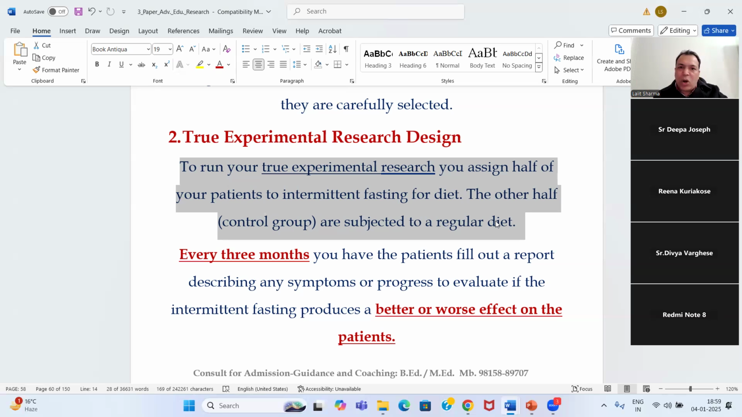Okay, one group is called the controlled group, right? One group of patients is kept on intermittent fasting, and the other half, called the controlled group, are subject to a regular diet. Okay, the other half are subject to a regular diet. These are called the controlled group, and the 50% of persons who are on intermittent fasting, these are called the experimental group. Okay, so don't get confused here, you have to note it, right?